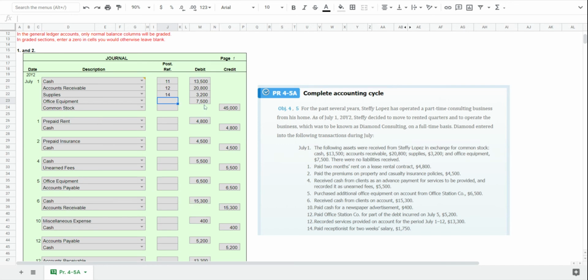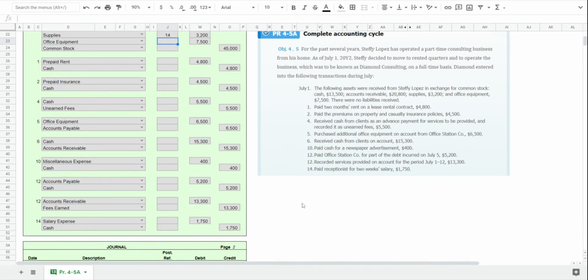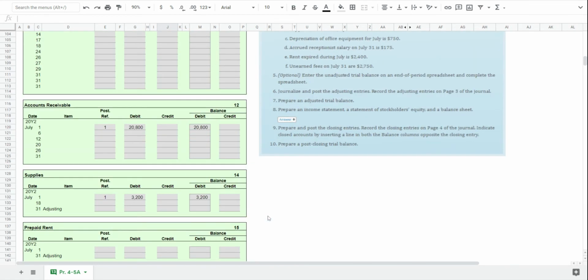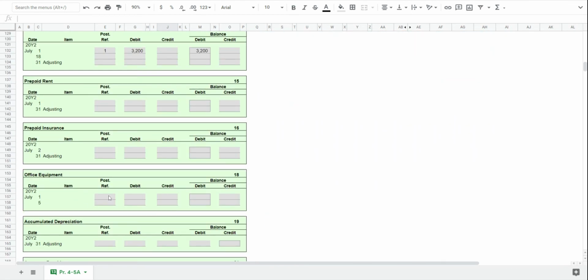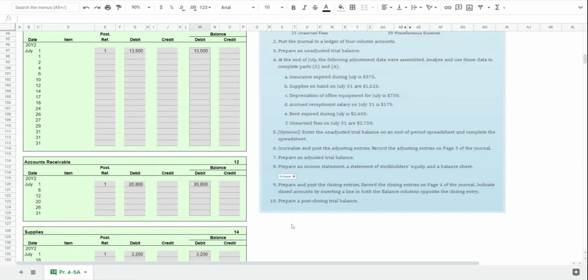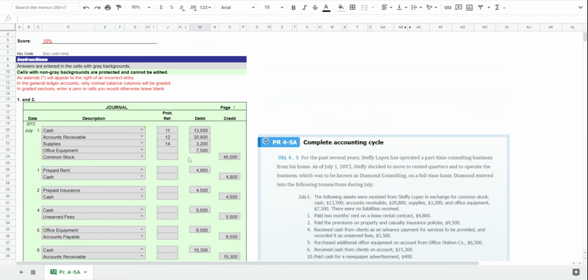For office equipment, a debit of $7,500. So we come down to office equipment. It came from journal page one, $7,500. And the new balance would be $7,500. That was for account 18. So we come back up into the general journal and put in account number 18.